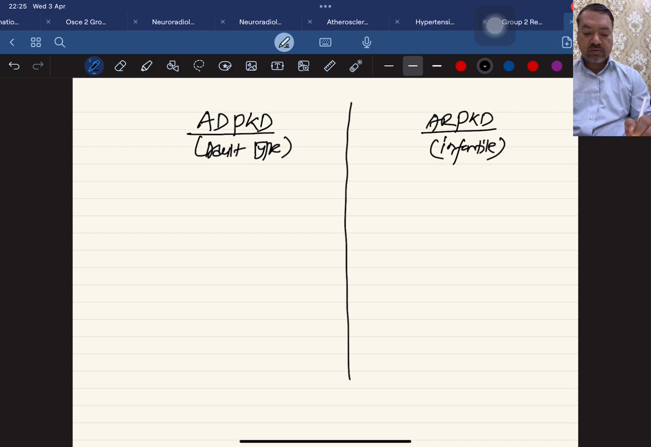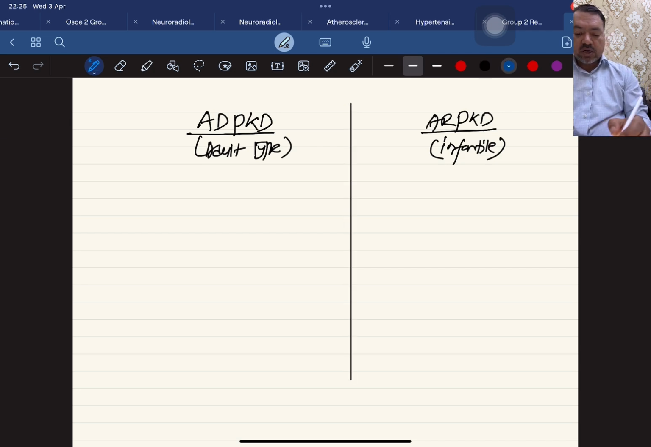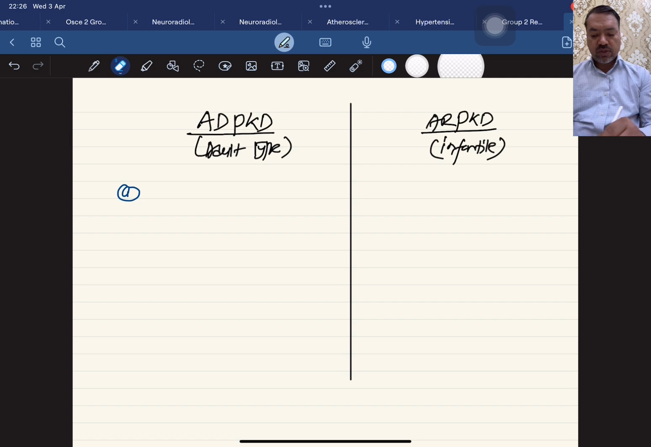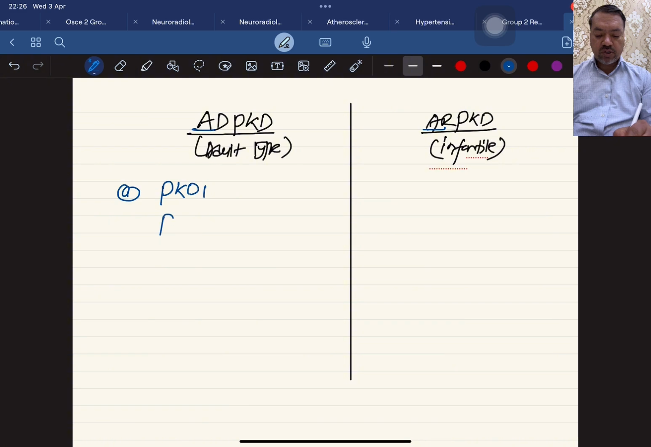Now let's highlight some of the very important points here. Not in detail though, but some of the important points. Number one, both of these are genetic conditions, or hereditary conditions, I should say. So the hereditary status is written here. One is autosomal dominant, another is autosomal recessive. The affected genes are polycystic kidney disease 1 gene and polycystic kidney disease 2 gene, and they encode the polycystin 1 protein and polycystin 2 protein.